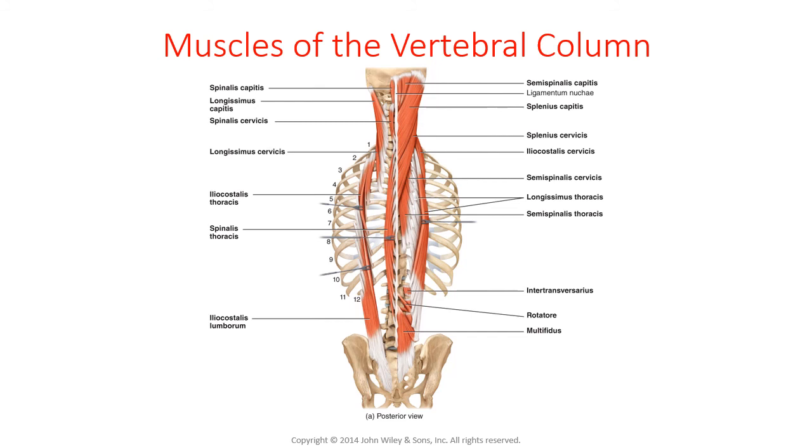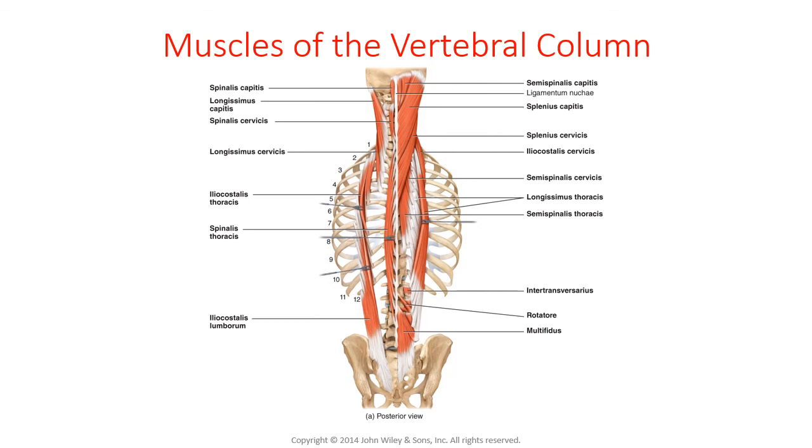Again, the majority of these muscles, if they're used bilaterally, will extend that particular portion of the spine. So if it crosses over the cervical, it will extend the cervical. Cross over the thoracic, it will extend the thoracic, and so on down to the lumbar. If they're being used unilaterally, they will laterally flex and usually rotate to the same side.